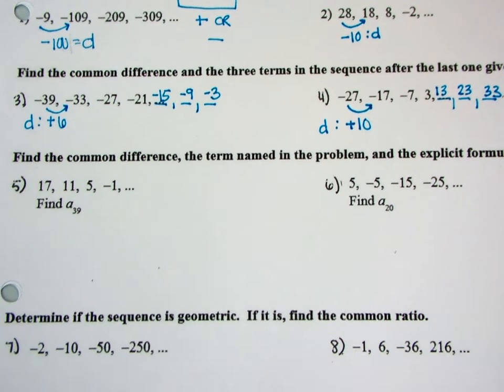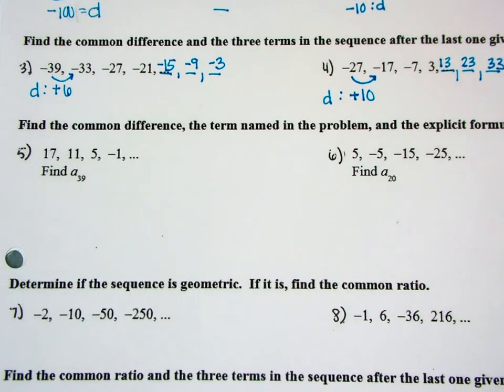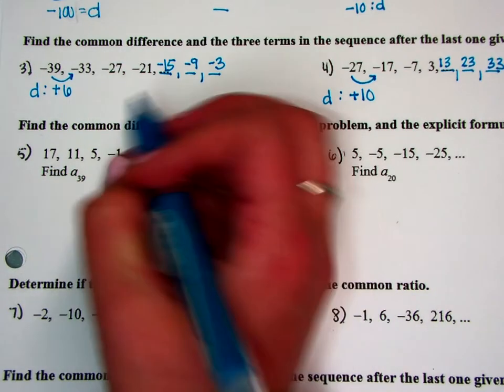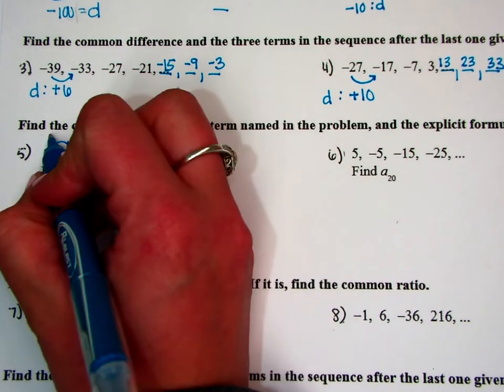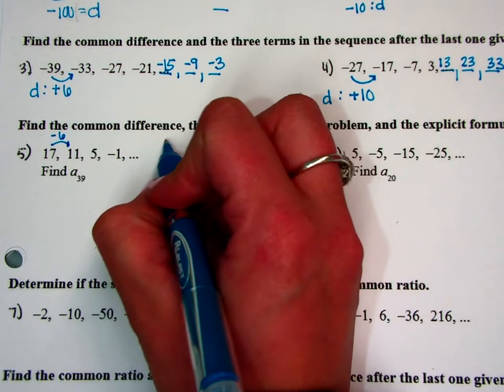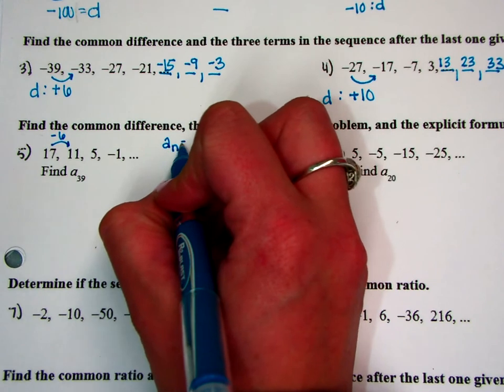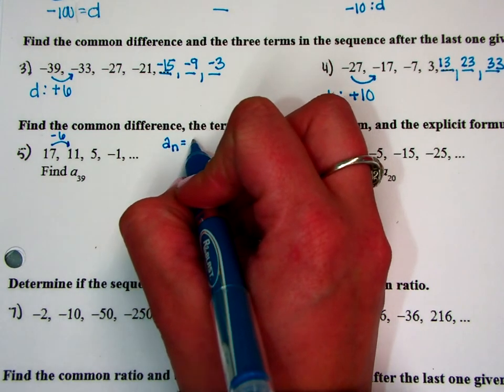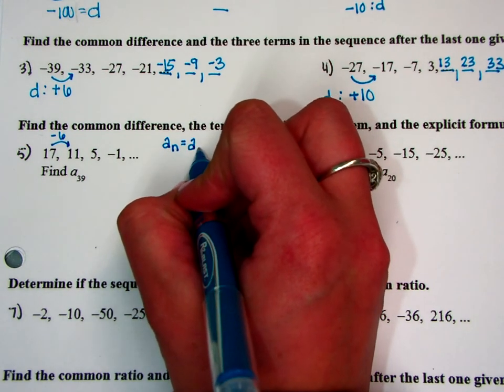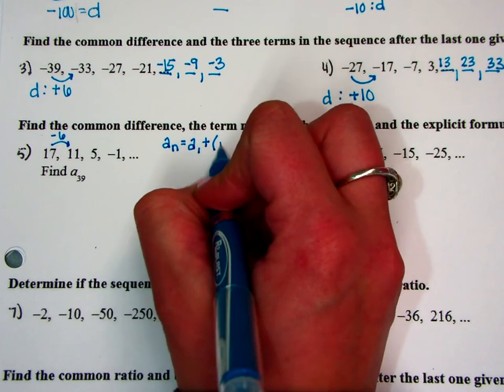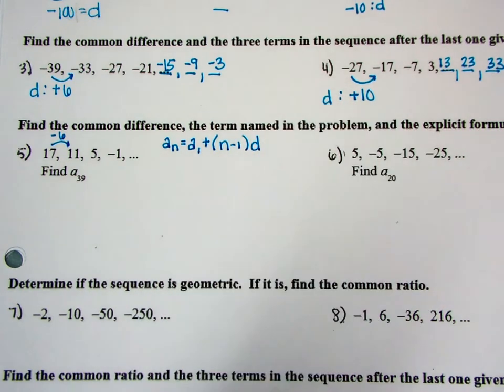Find the common difference, the term named in the problem, and the explicit formula. For the explicit formula, all I want you to do is just substitute. These are arithmetic problems because to get from one term to the next term, I subtract 6. So my arithmetic formula for finding a single term is as follows: a sub n equals a sub 1 plus n minus 1 times d. This will help you find a single term.